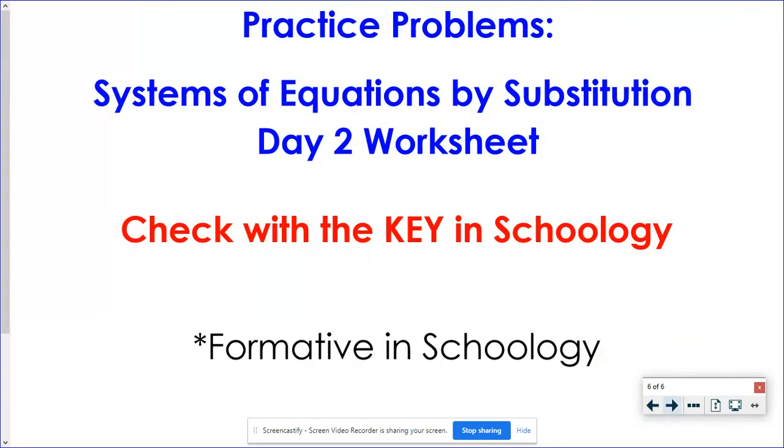So today's worksheet is day 2 of solving systems by substitution. The answer key is in Schoology. If you have any questions, make sure that you ask. When you're all done and you check it, make sure that you take the formative. Let me know if you need any help.